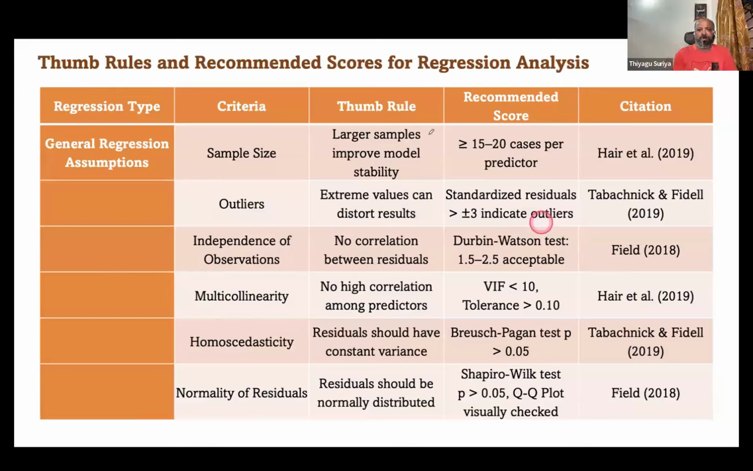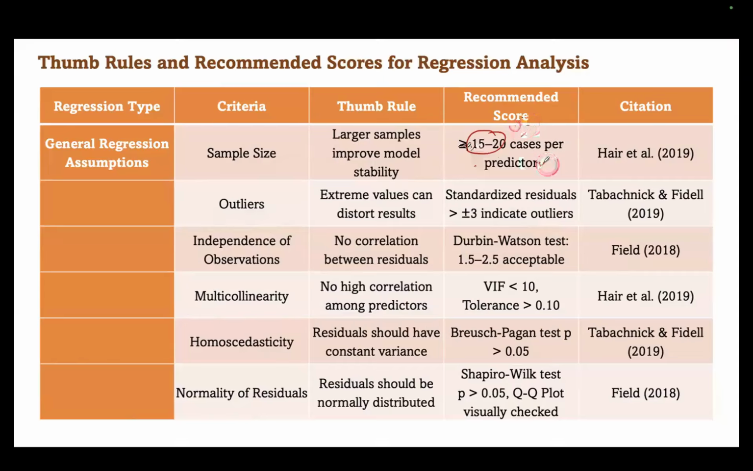Sometimes you have a doubt about how much sample size is needed while doing a regression analysis. I'm just giving you an idea: at least you can go with more than 20 for each predictor. What is my predictor? The independent variable. Suppose I have 5 independent variables. Therefore, how much minimum sample is needed?